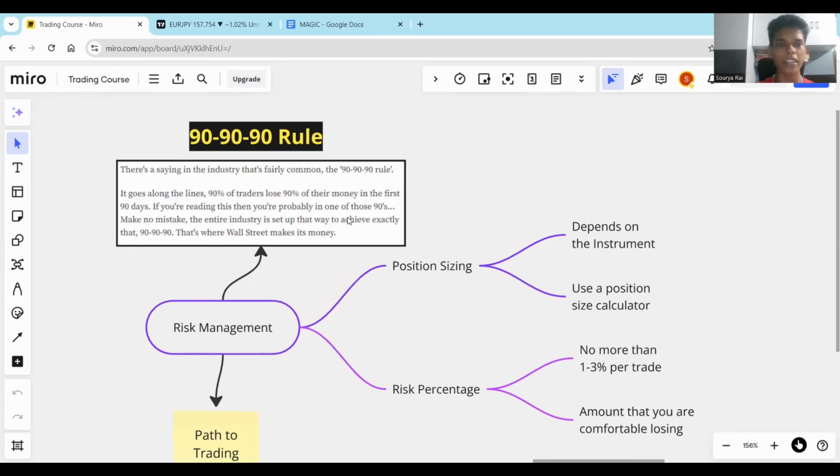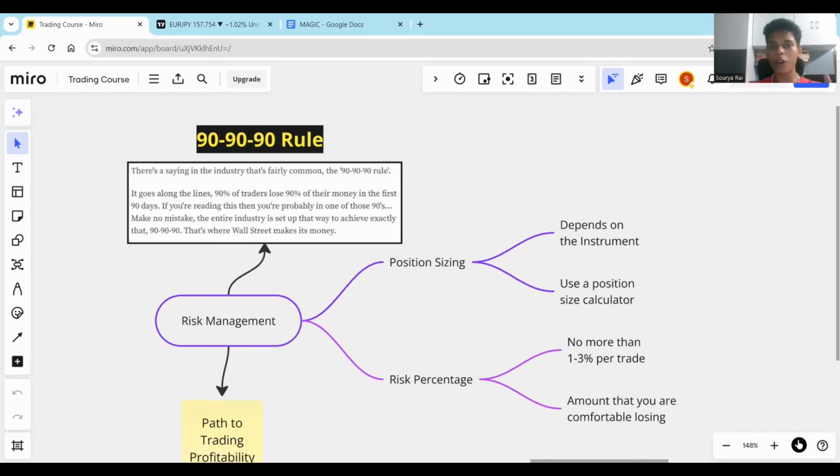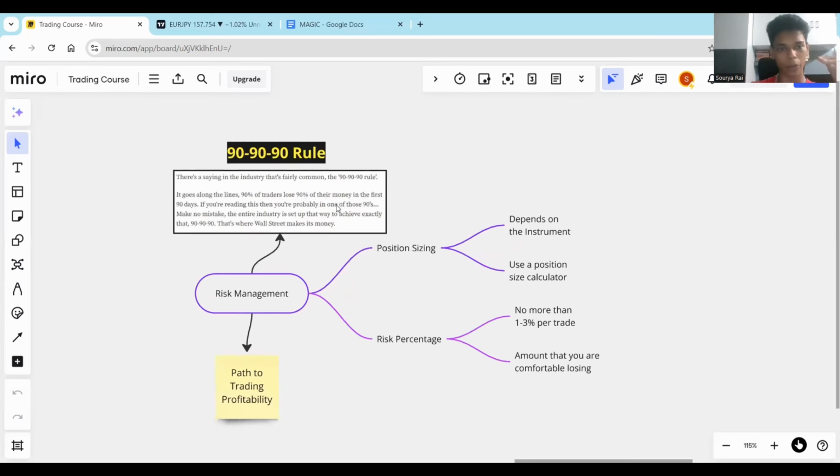According to the 90-90-90 rule, it is said that 90% of traders lose 90% of their money in the first 90 days. Can you imagine how easy it is to win in this game? The barriers to mastery have never been so low. I mean, we are talking about being in the top 10% just by managing your risk and making sure that you don't lose the account. Even if you are at break even after 90 days, you are well above 90% of traders.